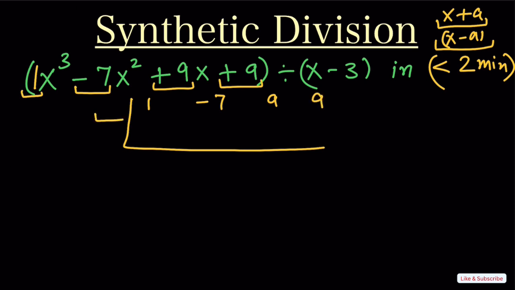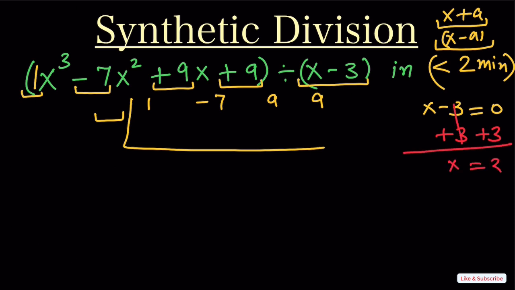Now what number will go out here? To figure that number out, we'll take this x minus 3 and put it equal to 0 and find the value of x. How can we find the value of x? We can add 3 on both sides. So when you add 3 on both sides, the value of x equals 3. So that's where we're going to get 3.